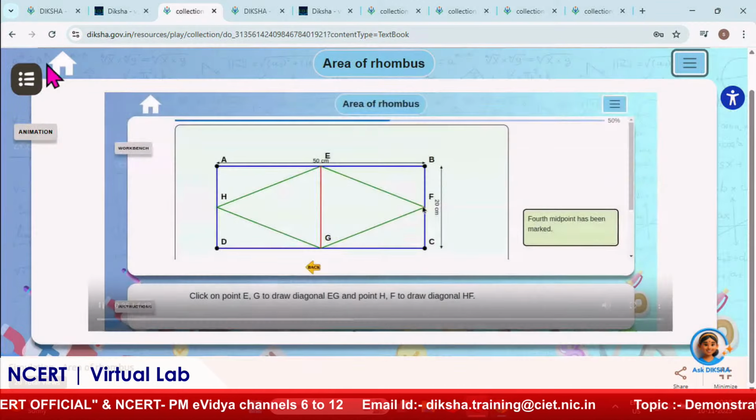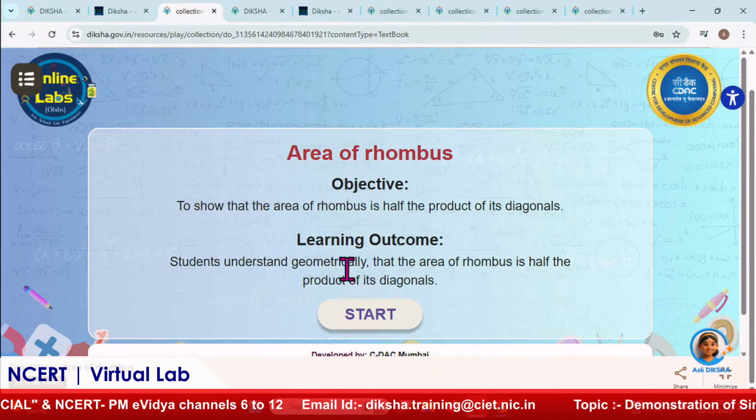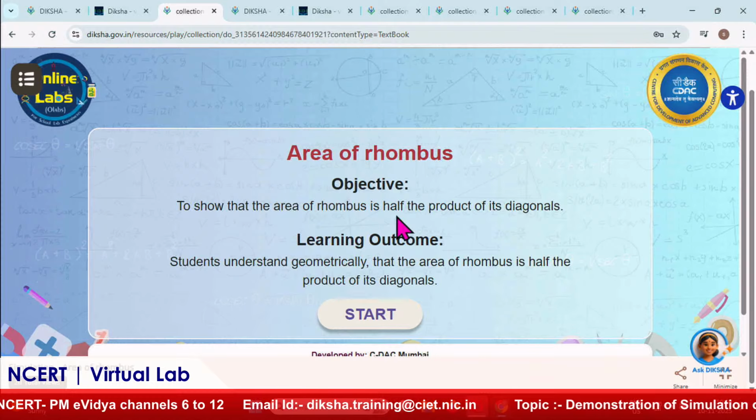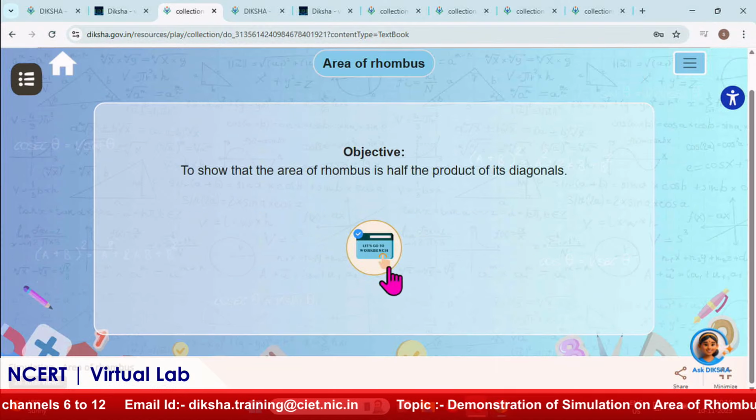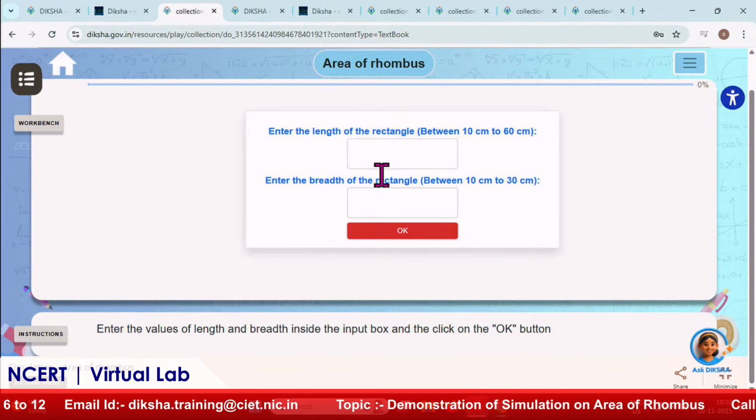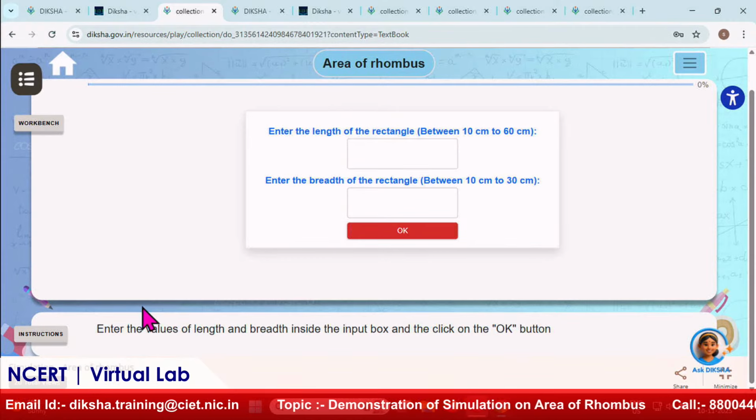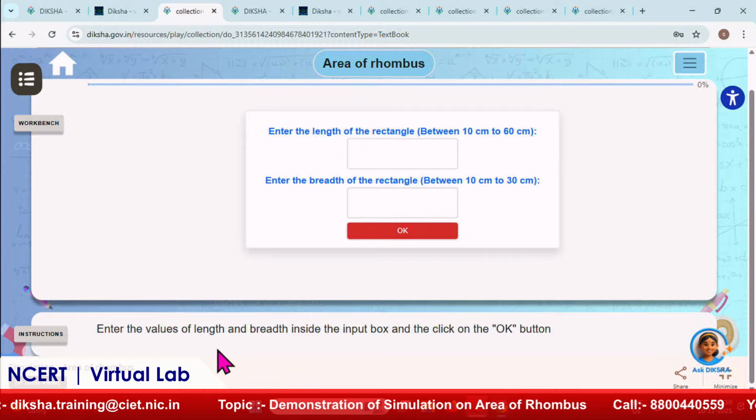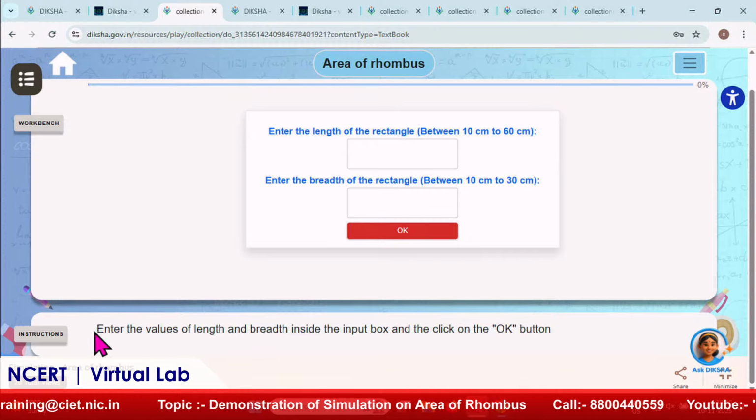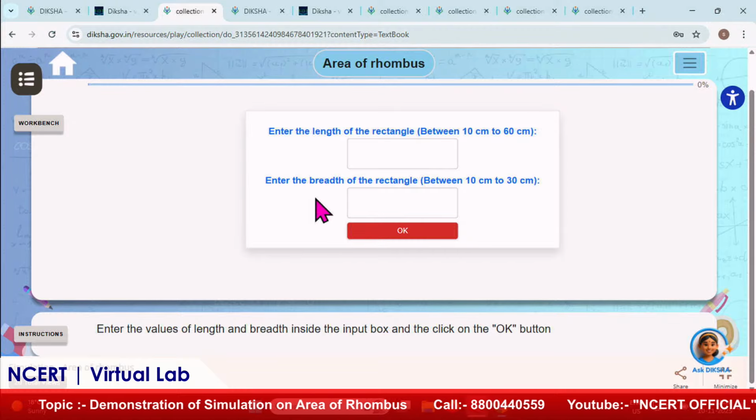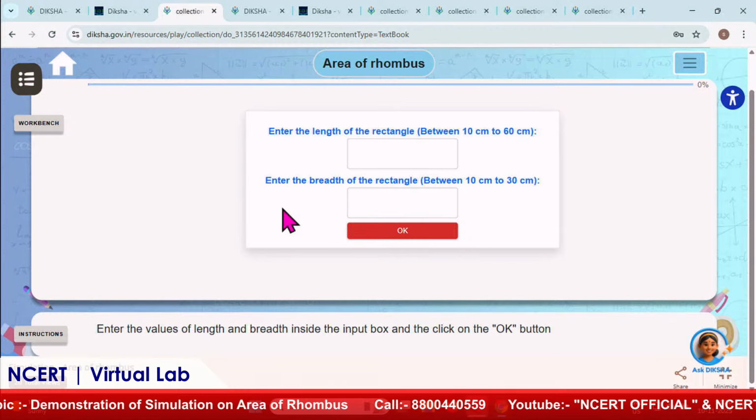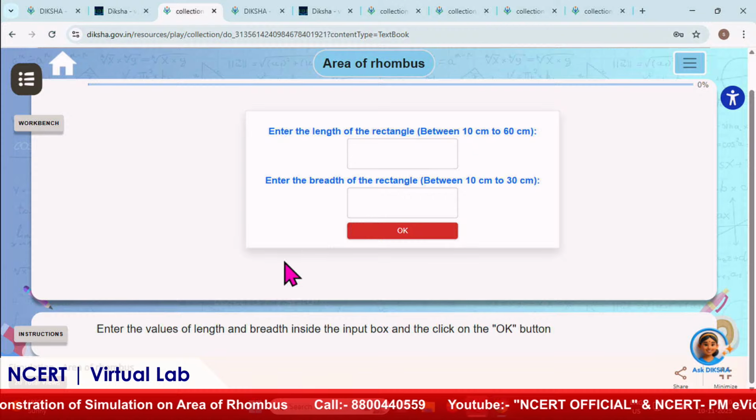Now the next part is the simulation part. First read the objectives, what is going to be learned. Then this way we can start our simulation. For the simulation, we just need to follow the instructions and put in the inputs, and this way you can perform the simulation.